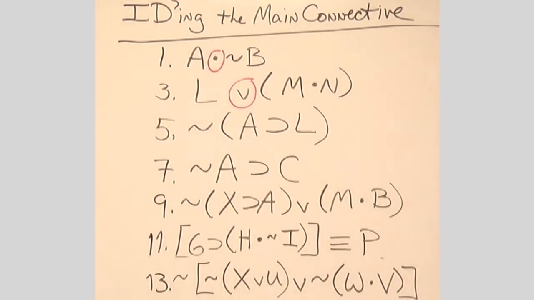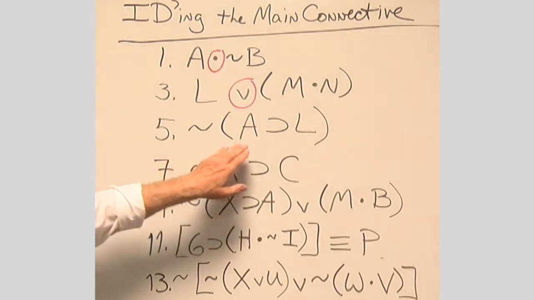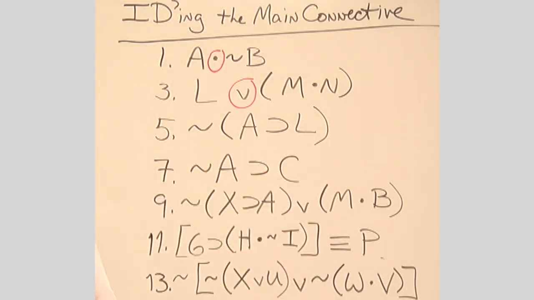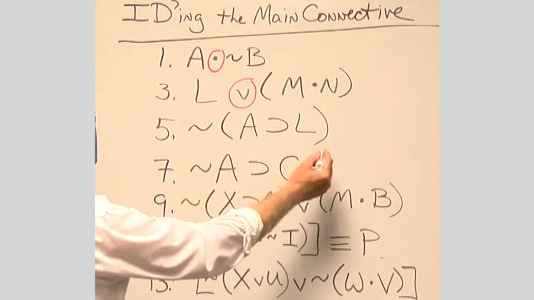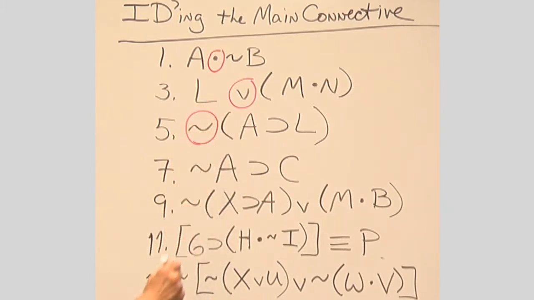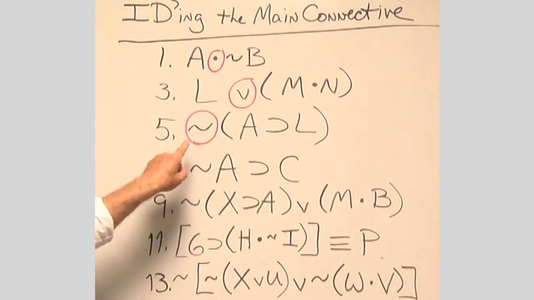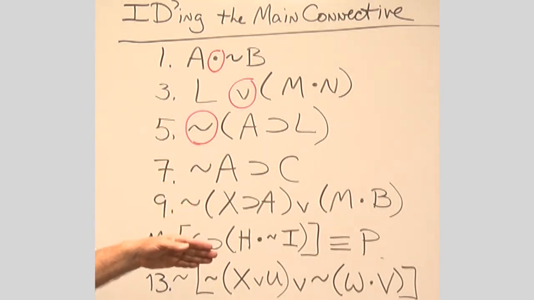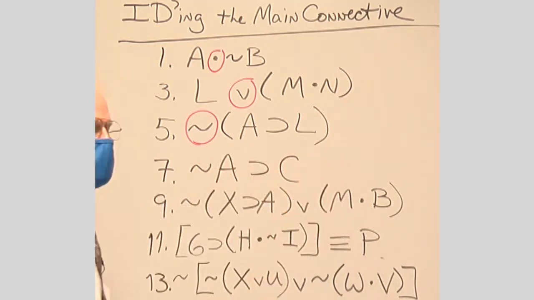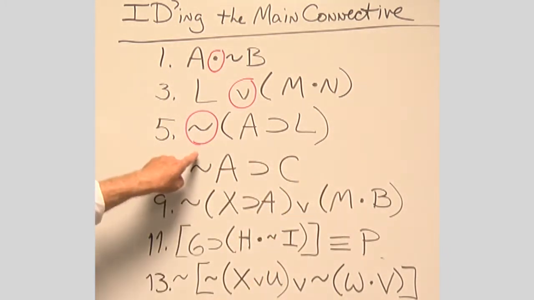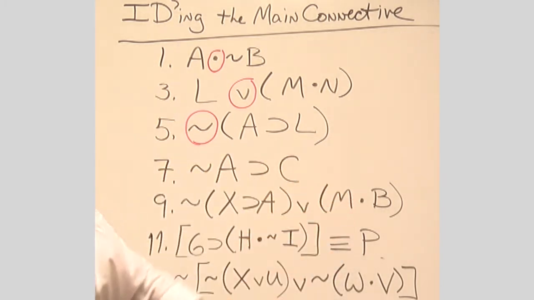Let's try number 5. Here we have, it's not the case that A implies L. Now, following up on what I just said, the only connective here outside of the set of fences is the tilde. It's the main connective. So remember that by our formation rules, a tilde is the main connective if and only if it negates absolutely everything that follows it. Here, the range of the tilde goes all the way across the A and the L. It negates everything in the rest of the expression.